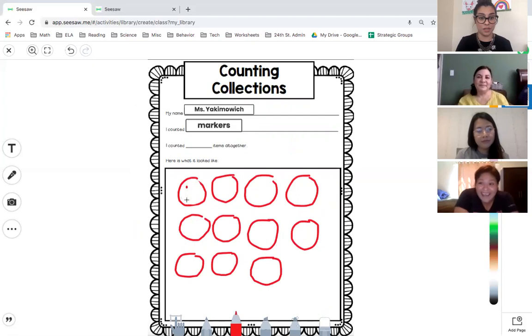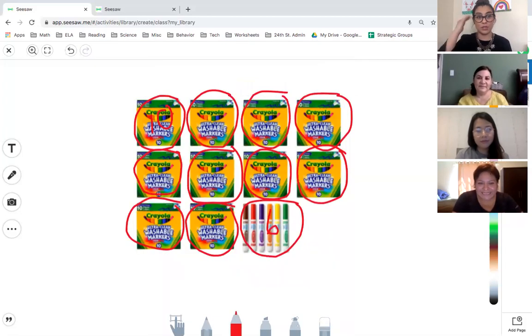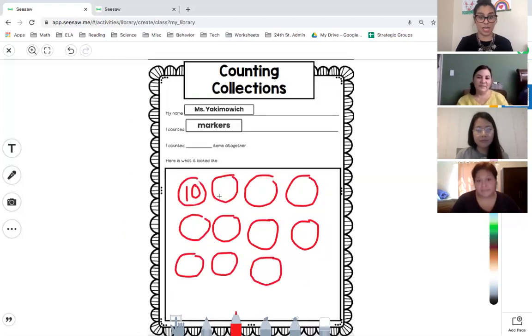All right, so I know that there are 10 in these groups, and this is where some of my friends really use their higher level thinking. So they say that they have 1, 2, 3, 4, 5, 6, 7, 8, 9, 10 groups of 10. So 10.